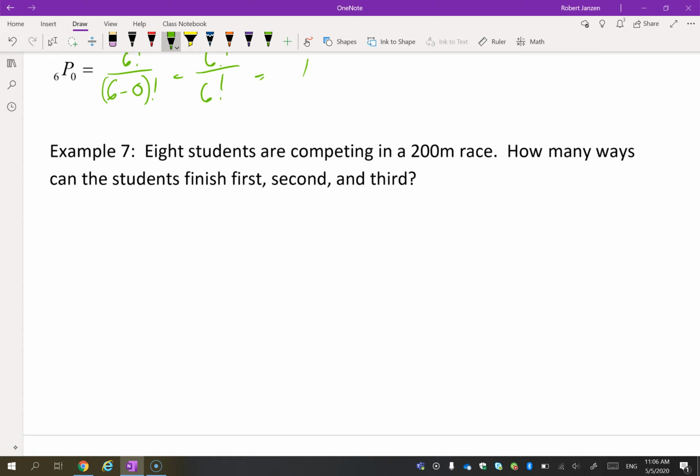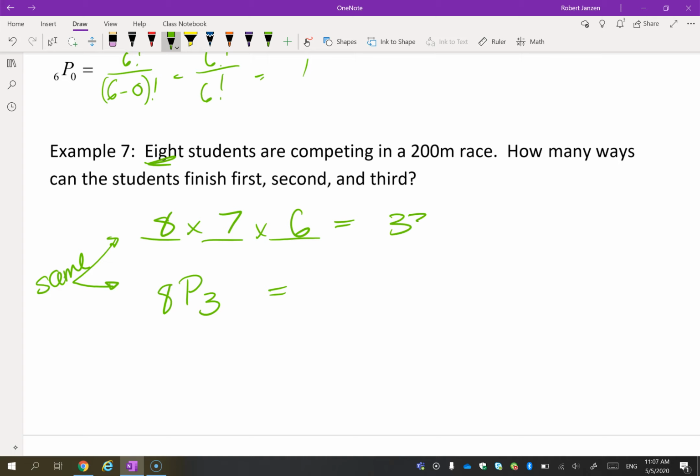Okay? There are 8 students. How many of them could finish first? 8. How many could finish second? 7. How many could finish third? 6. All right. What we're saying here is there are 8. Let's take a group of 3 and rearrange them all the different possible ways. These are the same. So let's try that. 8 times 7 times 6 is 336 ways.